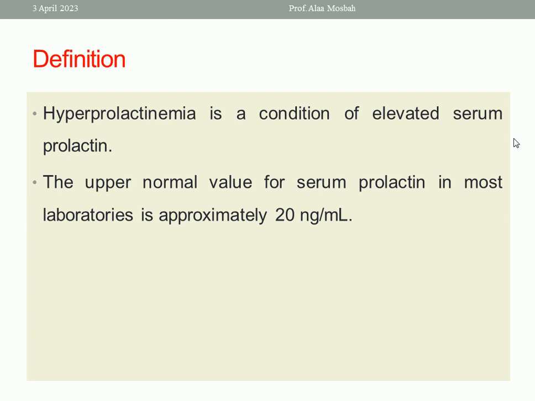On average, for an adult woman in reproductive age, it is about 13 nanogram per ml. For adult men, it is about 5 nanogram per ml. So there is a difference between women and men as regards the serum prolactin on average, okay? So the upper normal value in the lab is 20 nanogram per ml, okay?